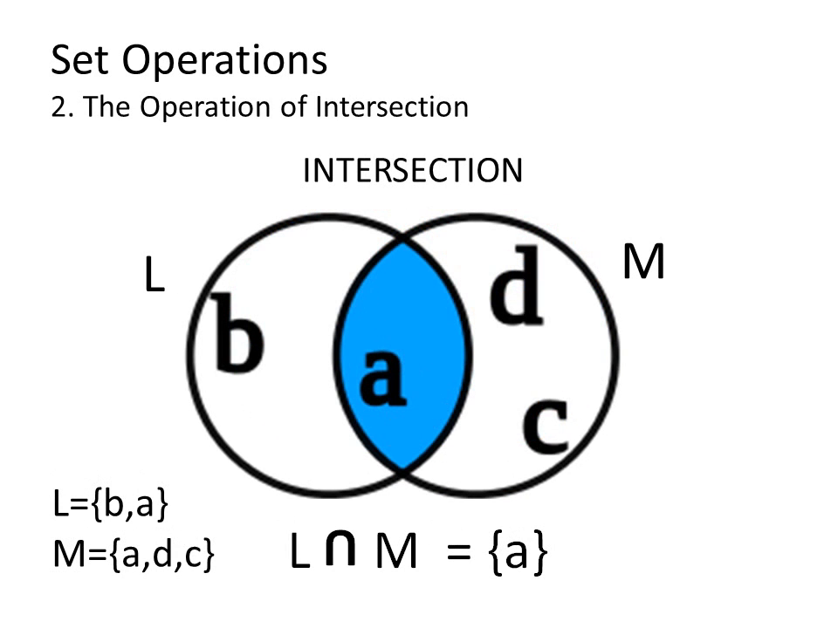The next operation is that of the intersection of two sets. If you have two sets L and M, then L intersected with M is defined as a new set containing the elements that are common to L and M. That is, each element of L intersected M is an element of L and is an element of M. In this case, for example, if L is equal to {A, B} and M is equal to {A, D, C}, then L intersected M would be equal to the set containing only A.